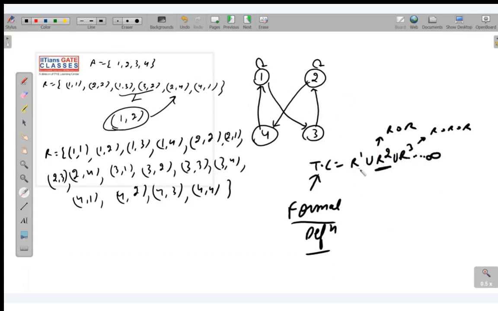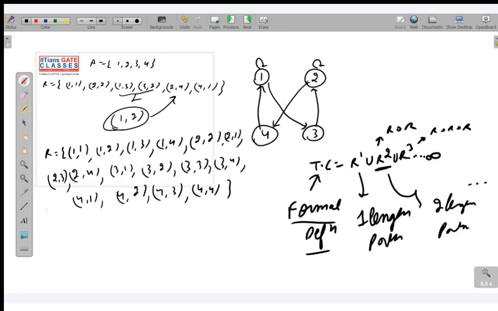So when we union them, directly and indirectly, this means there exists a path from one node to another node. That's what we have done here. This is the shortcut, and it has been developed from the formal definition itself. So we want either 1 length or 2 length or 3 length or 4 length path and so on. Directly and indirectly, transitive closure means in the digraph there exists a path. That's it.